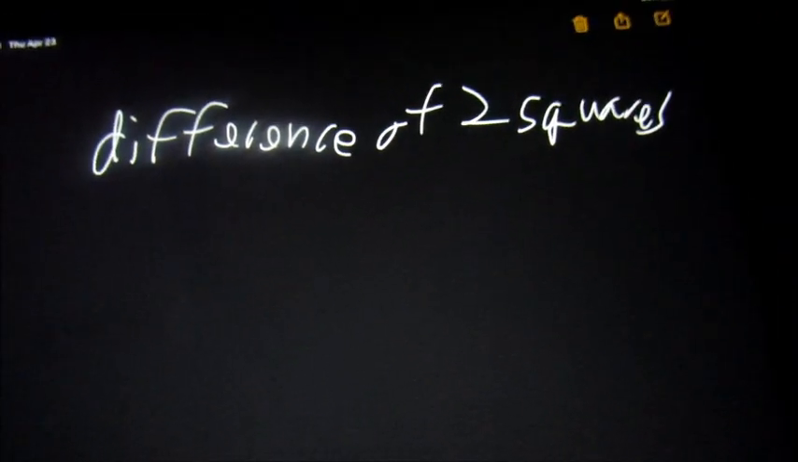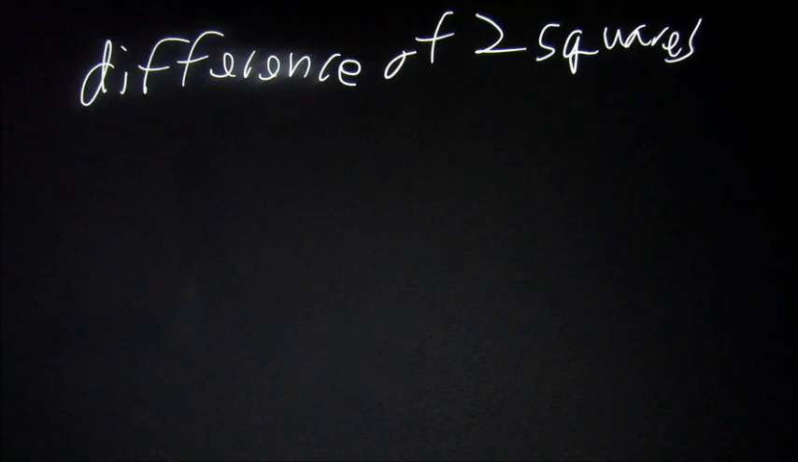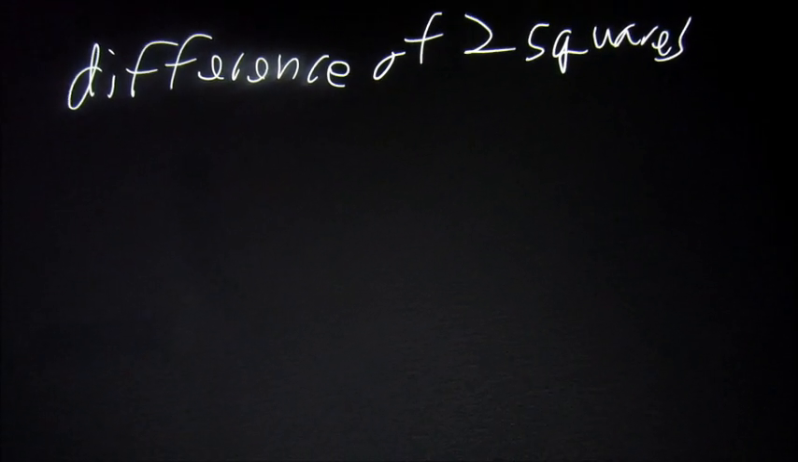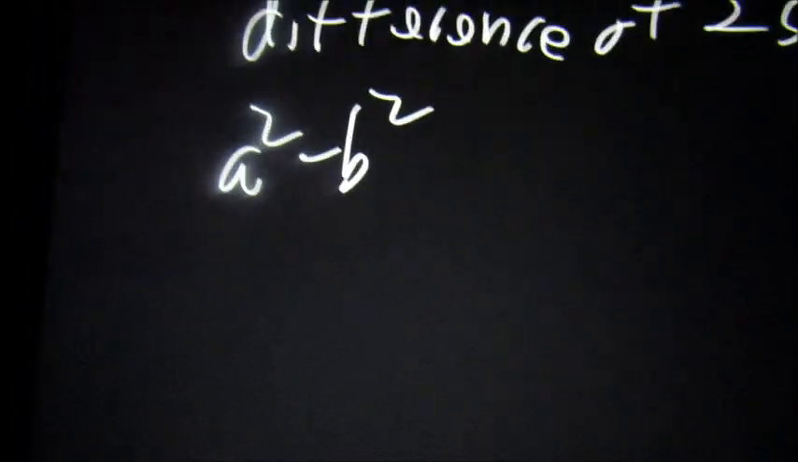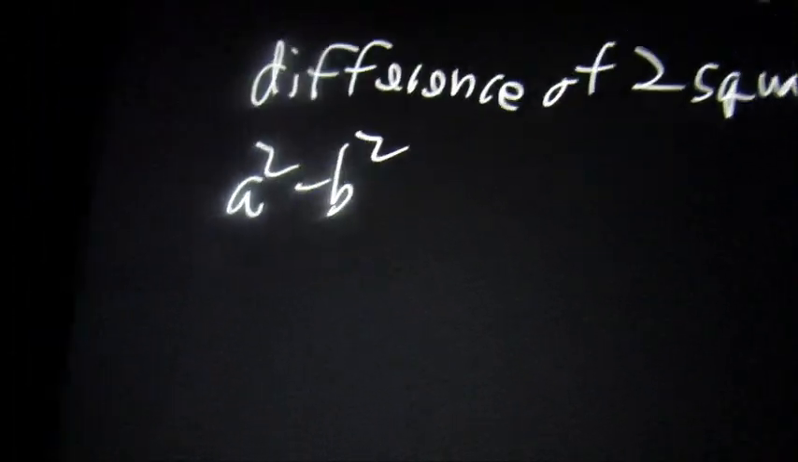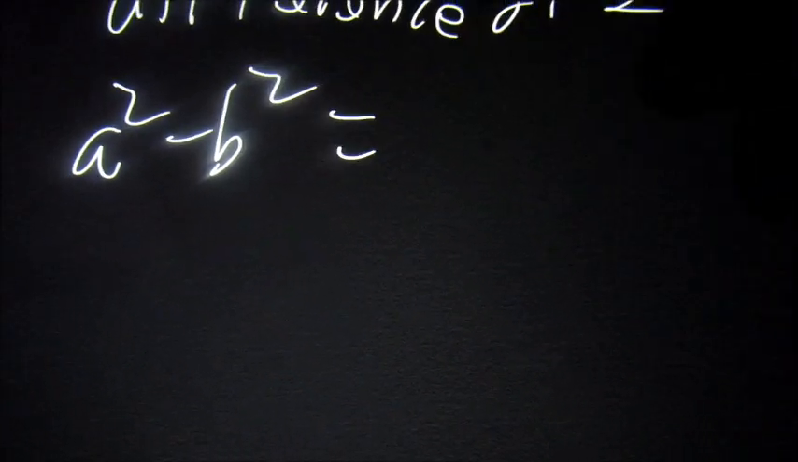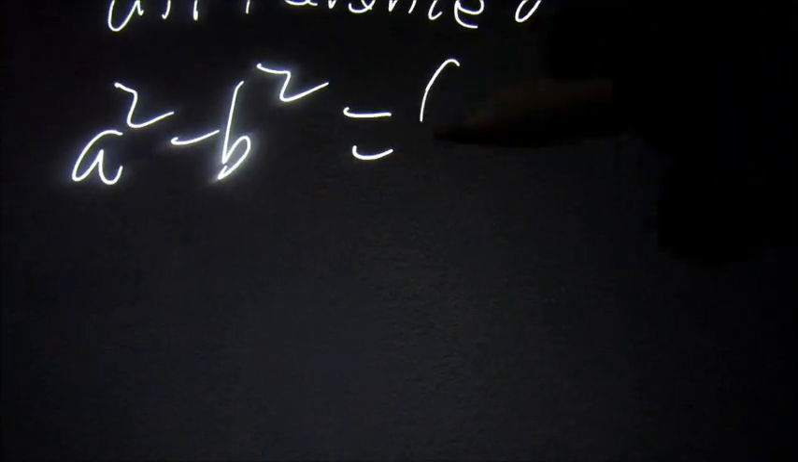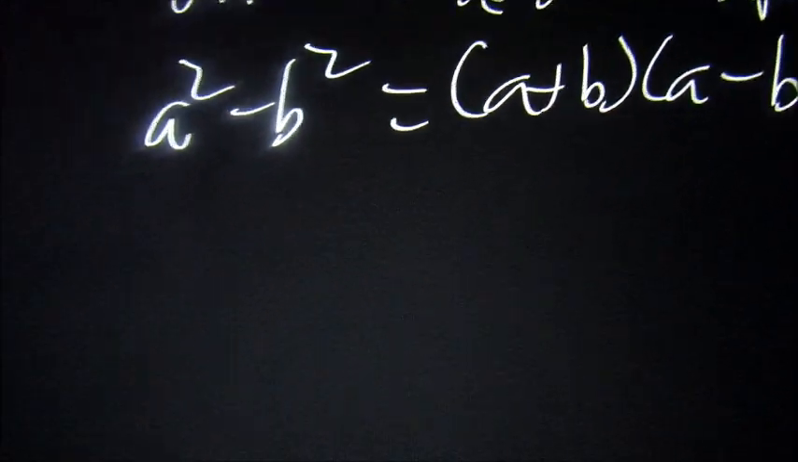These are the easiest ones to factor. You're always going to have just two terms. There's going to be a minus sign in between, and they're both going to be perfect squares. The form that they're going to take is a squared minus b squared. If you remember, this is one of them that we got an answer to when we were doing FOIL. And if we want to factor this, it's going to be a plus b times a minus b.